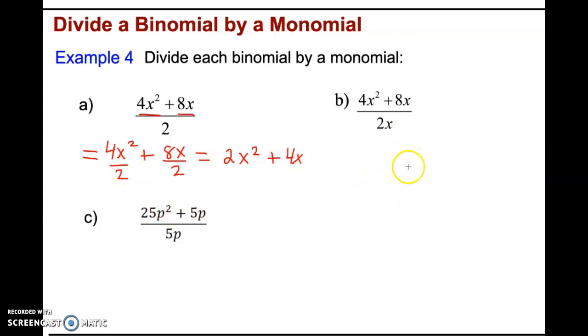Let's look at another one. For B, we have 4x squared plus 8x divided by 2x. So now let's rewrite as we did in A. So we'll write 4x squared divided by 2x plus 8x divided by 2x.